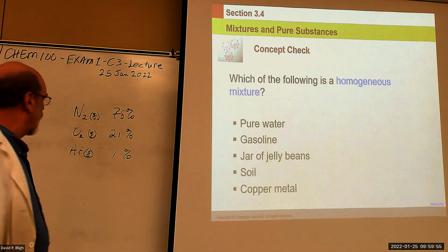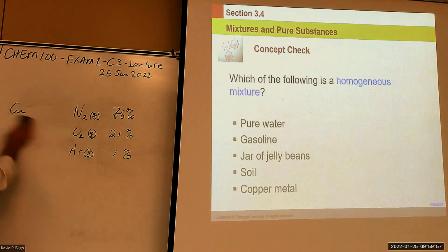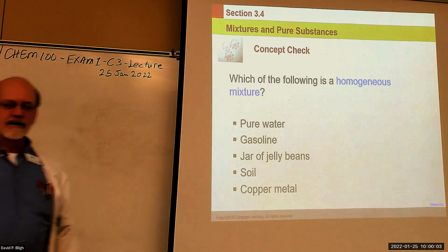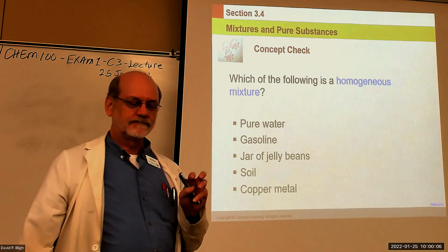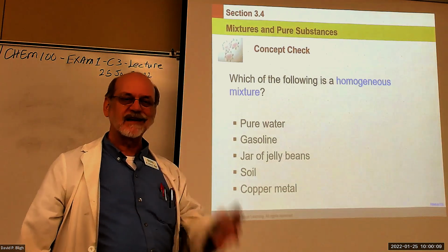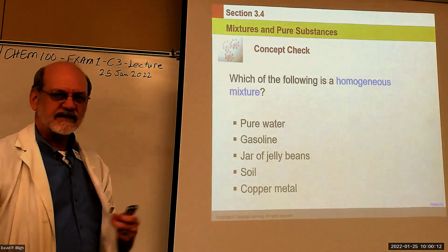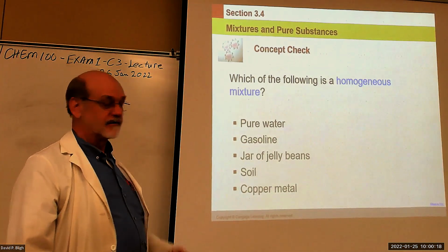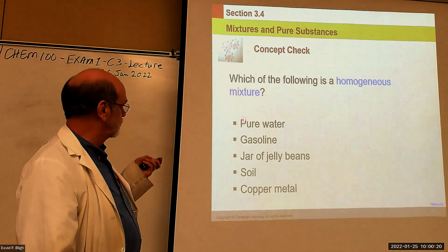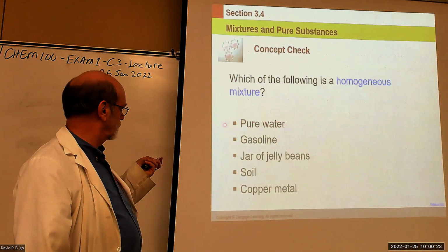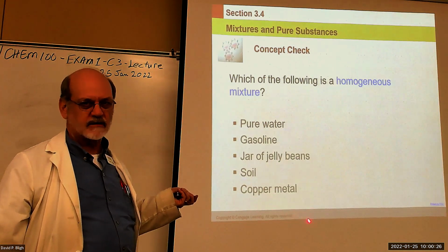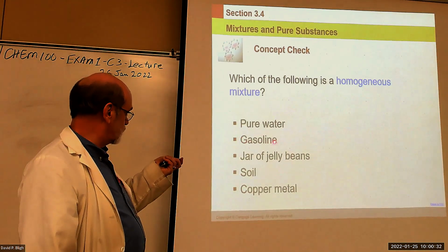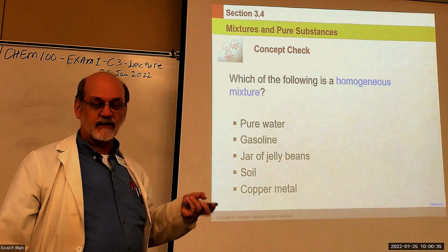Which of these following is homogeneous, which is a solution? Okay, pure water. Here's a good opportunity for test-taking technique. If you have a question that needs answering, sometimes it works best to take the question and go backwards. Which one of these are mixtures? Pure water? Throw that one out. Copper metal? That's a pure substance. Can't be a mixture. So you've narrowed it down to 3. These are mixtures: gasoline, jelly beans, and soil.